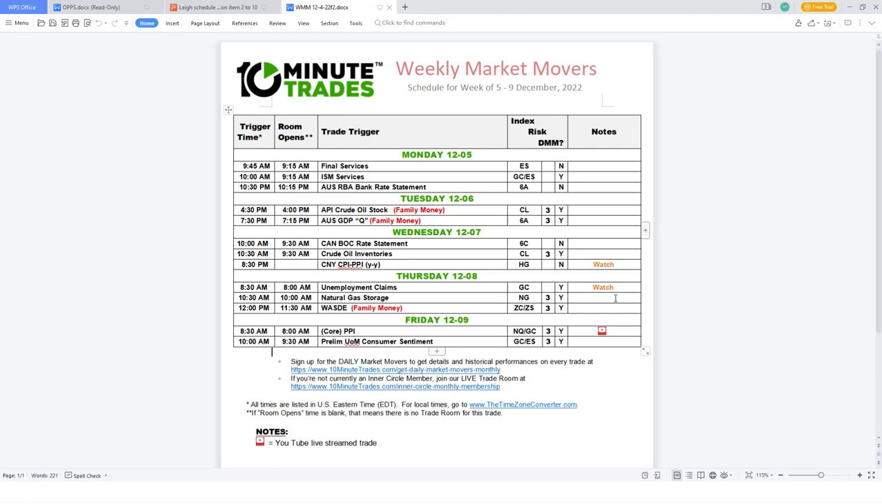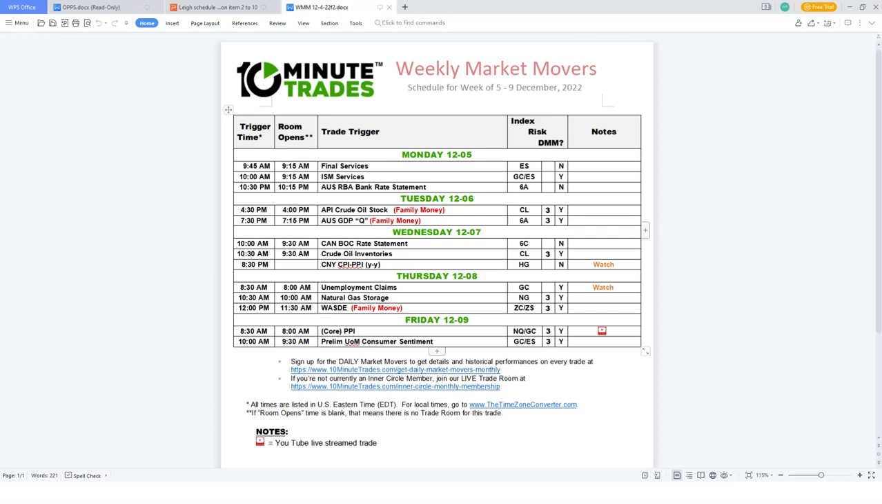The risk level, 3 is higher than 1. It goes 1 to 4. Okay, 1 to 4. The little YouTube is our weekly stream. We stream one trade a week for free on YouTube, and anybody is welcome, of course, to come to that. And that's how you read the weekly market mover. Okay, that's the weekly market mover. All right, that's the schedule.